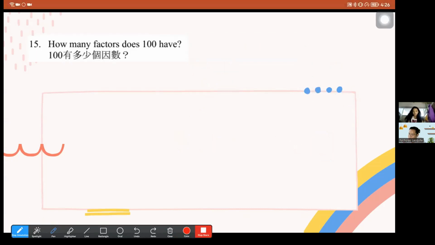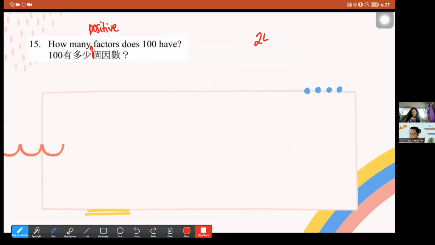Okay, this question is wrong. Actually, this question is wrong. It should be how many positive factors does 100 have? Because if you think of it, a factor could be a negative factor, right?